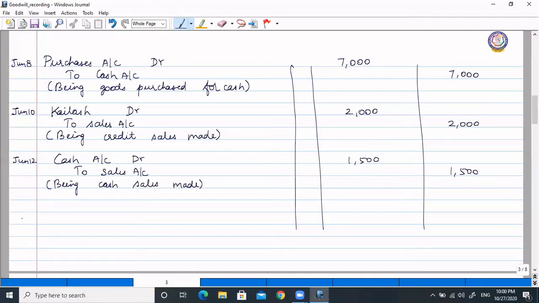Okay, then on June 14th, goods returned by Kailash. June 14th, goods returned by Kailash of worth 500 rupees. So goods can be returned in case if the goods are defective, or if the quality is not up to the standard as shown in samples. So because of these reasons, goods can be returned. Okay, so Kailash has returned goods. So here, as the goods are returning from out of sales, it is called a sales return. And sales return has to be debited.